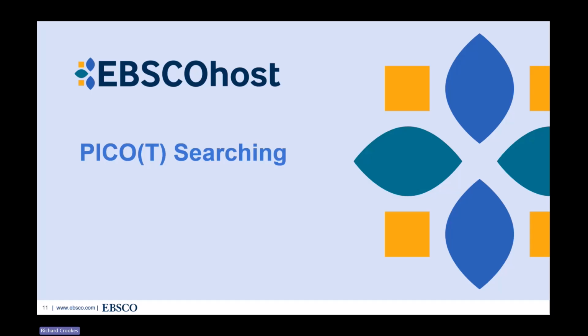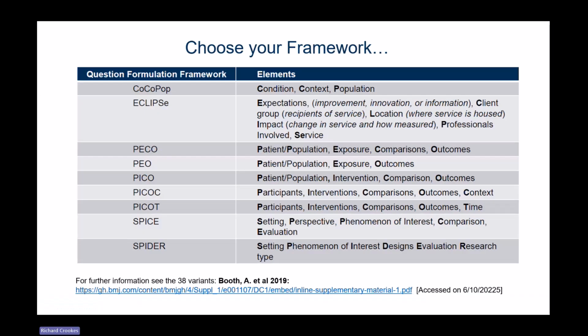So we're going to look at PICO searching. We're going to go through the process of creating a strategy using a framework. There are multiple frameworks out there, as you might know already, including PICO, which I've mentioned. But there's also the likes of CoCoPop, which relates to condition, context, population. You've got ECLIPSE there. Some of these are more non-clinical related searches. SPICE, SPIDER, for example. These are frameworks that Andrew Booth et al. have highlighted in the article that you see linked there.